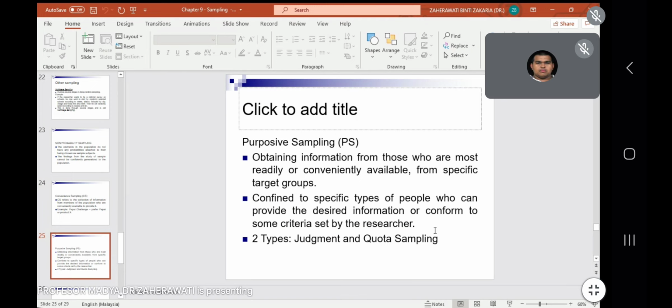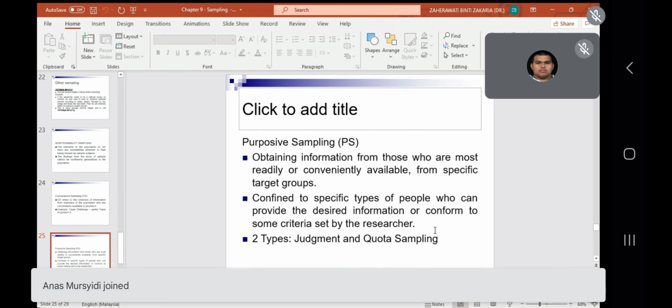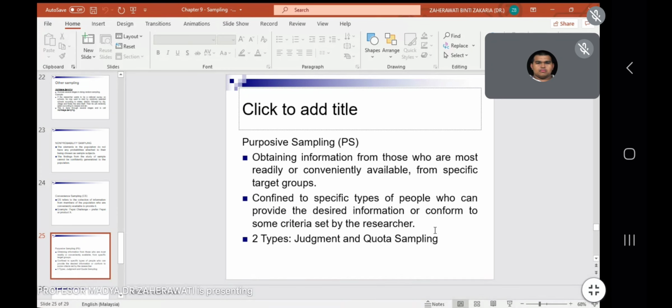Let's say the topic is the factors contributing to obesity among youth in Sungai Petani. Definitely, whoever meets the BMI criteria, the specific criteria of so-called obesity, can be your respondent. Whoever has a lower BMI or just a normal BMI cannot be your respondent. So it is called purposive sampling. It is a play-safe technique.